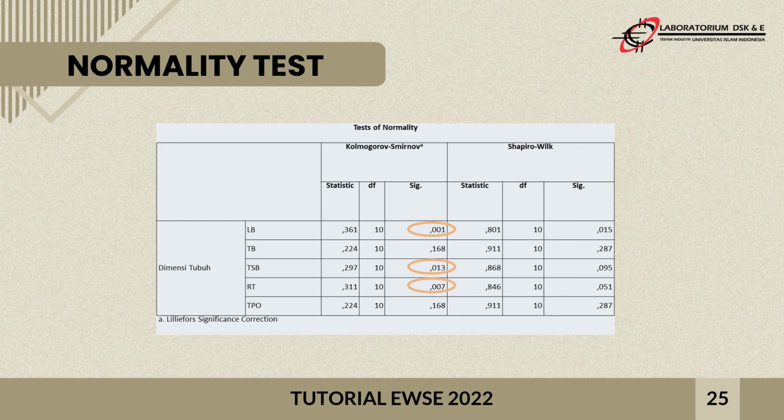Next, we talk about the normality test. Here's how to read it. Because we use a minimum of 30 data, for the result we look at the Kolmogorov-Smirnov column. It can be seen that for LB, TSB, and RT the significance is below 0.05, so it can be assumed that the data is not normal. So we have to replace the data again until it is normal.